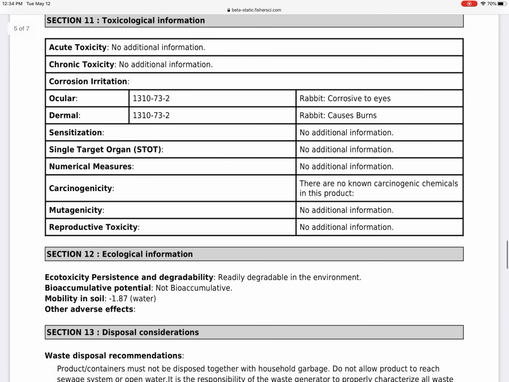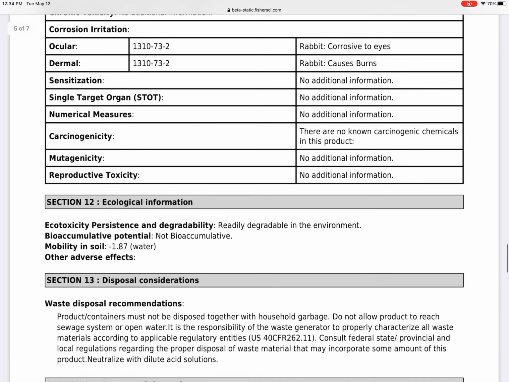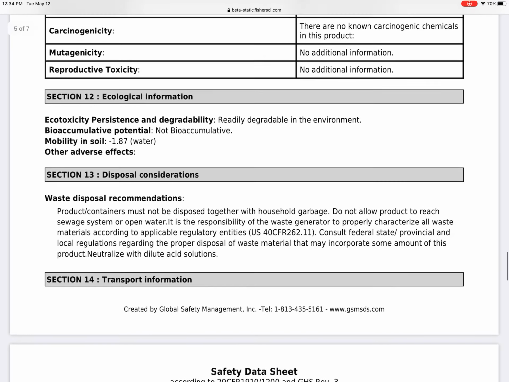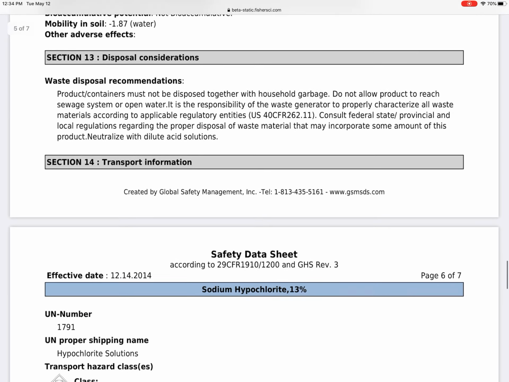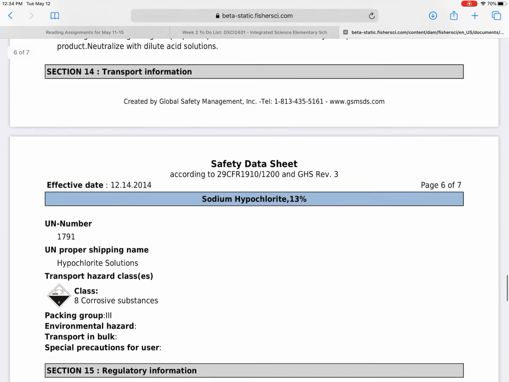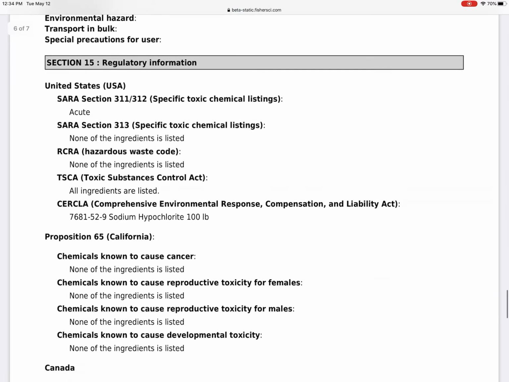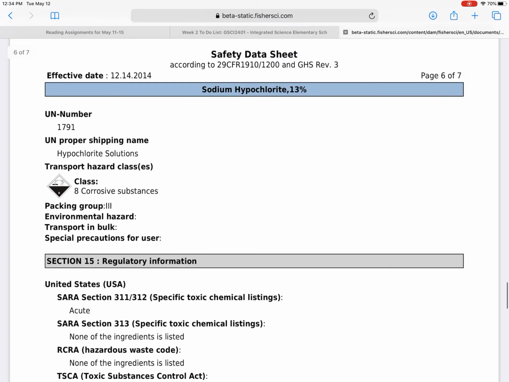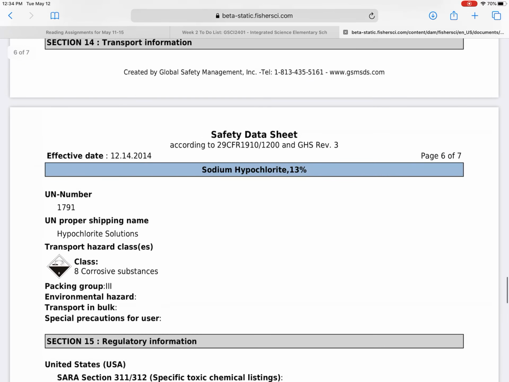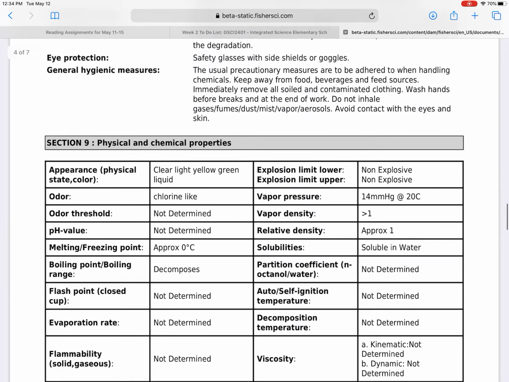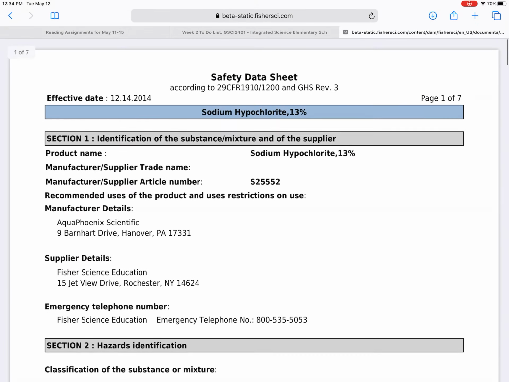Then it talks about toxic information. It's not known to be a carcinogen, a mutagen, a reproductive toxin. So those are important things to look at. We know that it's not good for the environment. But this will tell you some ecological information. Then you have waste disposal recommendations, and then you're going to end with transport and regulatory. Now, the regulatory and the transport information is not necessarily helpful to us. It's not something that we're usually going to consider when we're looking at the MSDS sheet.